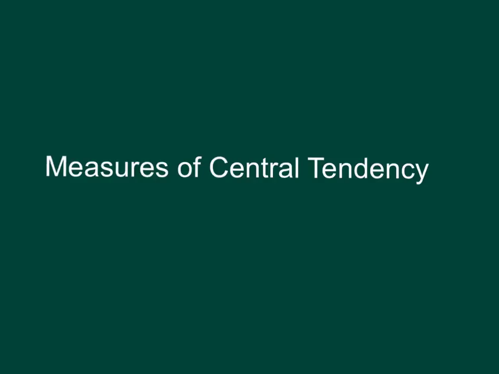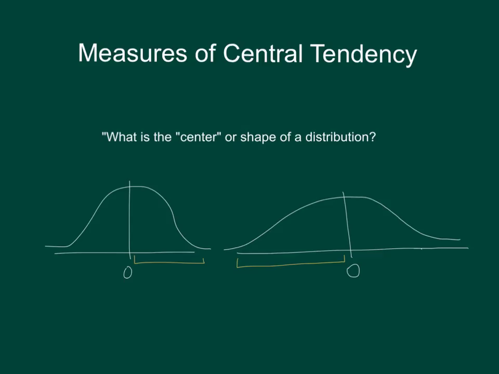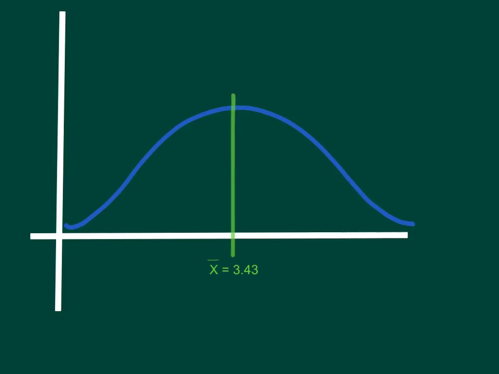Data always tells you a story, and measures of central tendency tell us a critical part of that story. What are measures of central tendency? Measures of central tendency tell us about the center or overall shape of a distribution. What do we mean by shape?